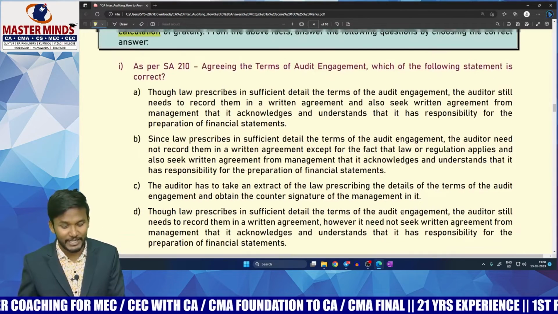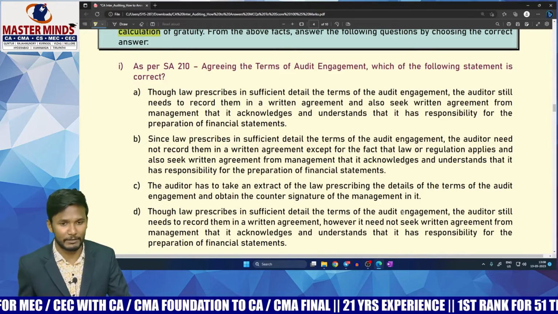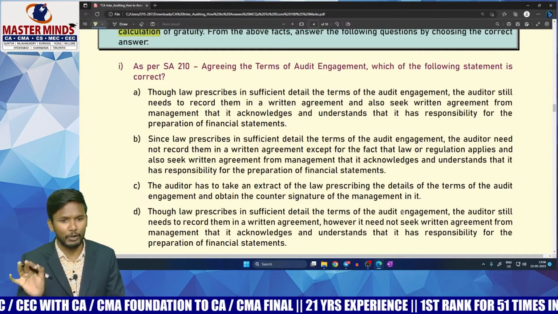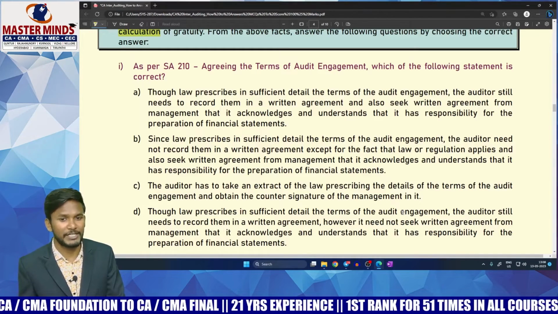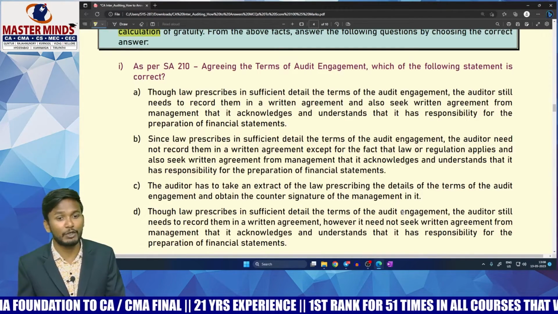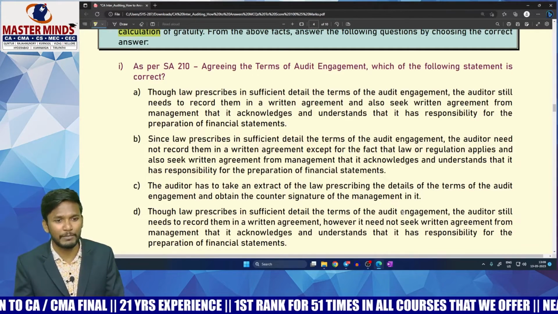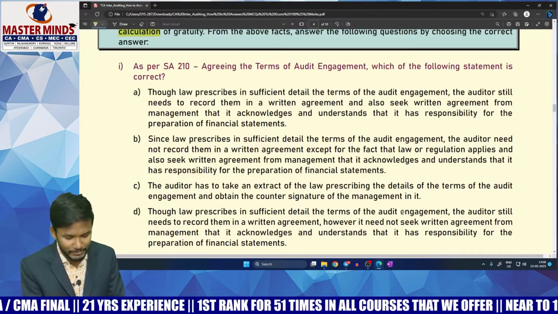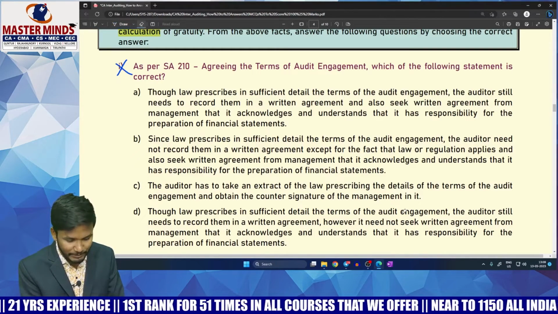See, by seeing that a question is lengthy, you should not be confused. You should not feel the question might be difficult. Wherever you find a question to be lengthy, it generally becomes easier. Let's see. Though law prescribes in sufficient detail the terms of audit engagement, the auditor still needs to record them in writing. Answer is absolutely wrong. Why? If law is clear, why waste our time? Let's give a reference only. So option A becomes completely nonsense.